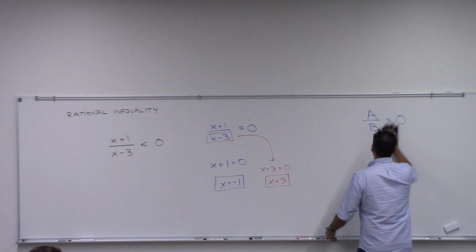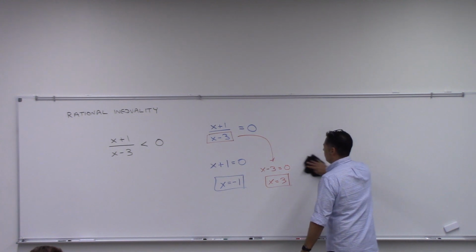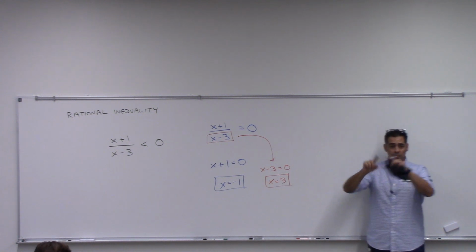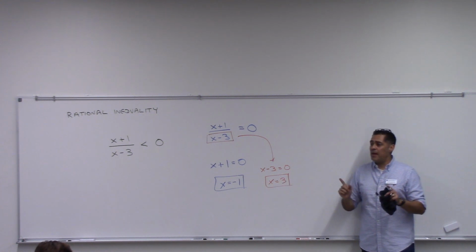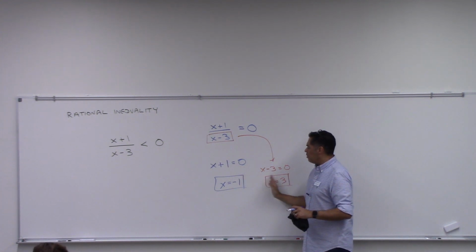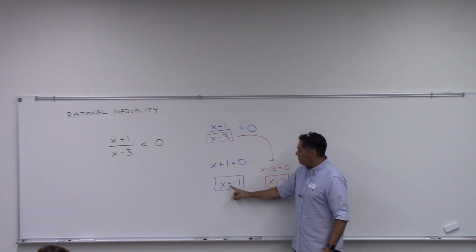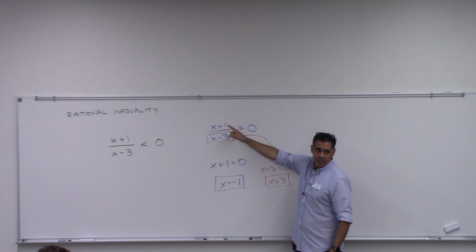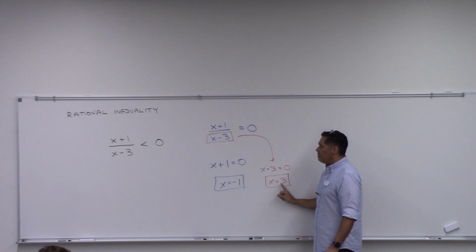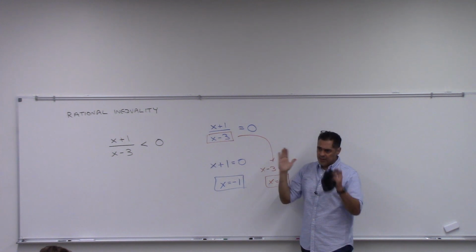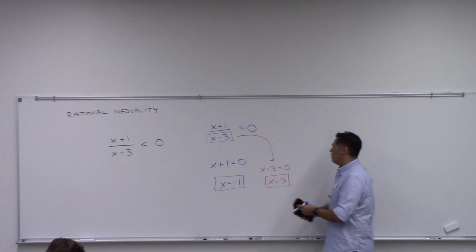So yes, at the end of the day, with these, what we're going to do is set the top equal to 0 and the bottom equal to 0, and take those and put them on a number line. But the reason we're doing that is different. The reason we're doing them is different. There's a different idea behind each one. This is the number that makes this thing equal to 0, right? This is the number that makes this thing undefined. So those are important points on our number line.